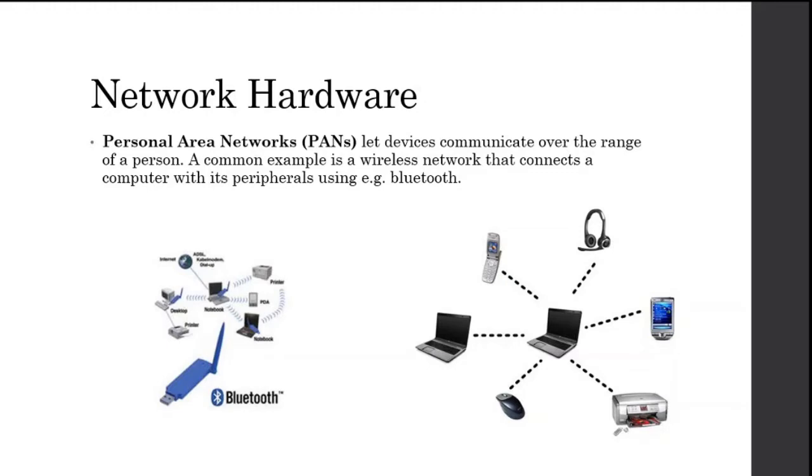So, what is a PAN? PAN lets devices communicate over the range of a person. It's, for example, a wireless network that connects a computer with its peripherals, like Bluetooth.